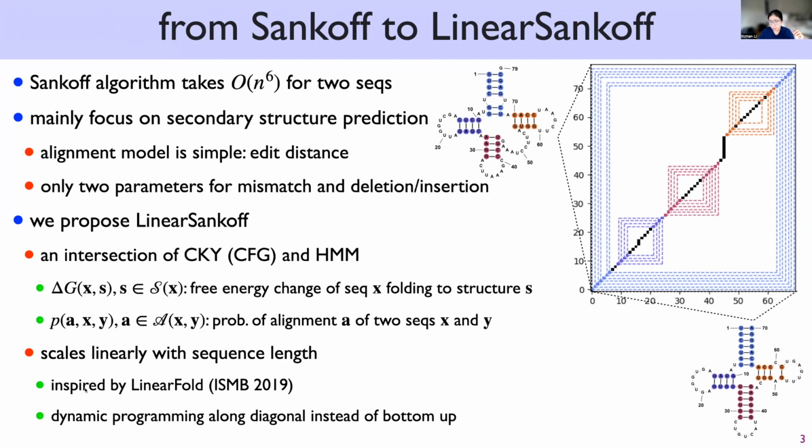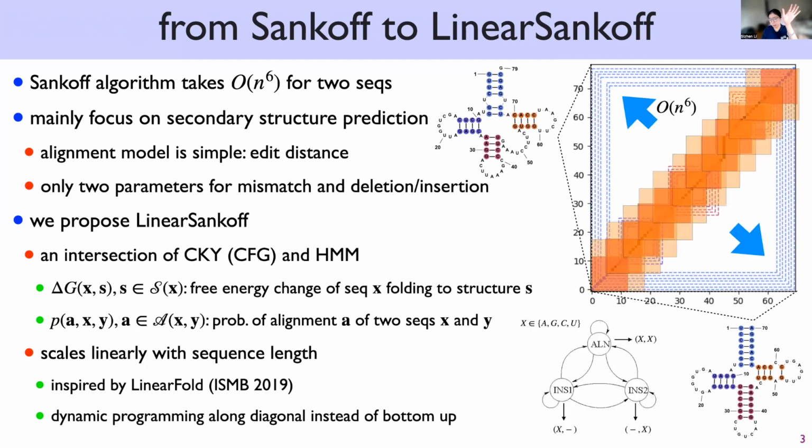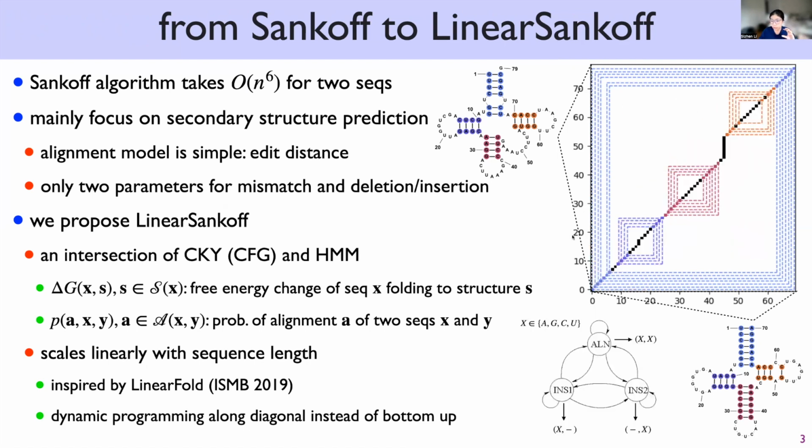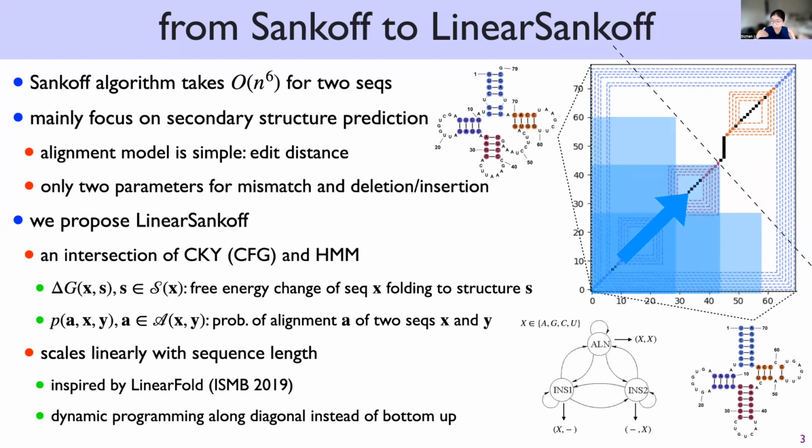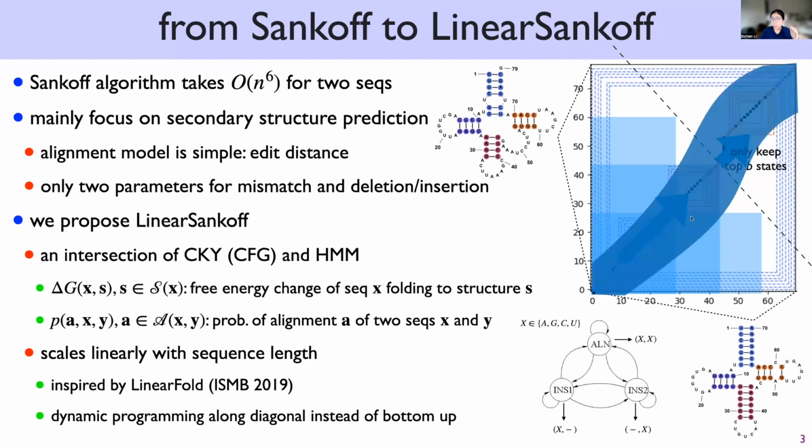Another is that we make the algorithm scale linearly with sequence length. This idea is inspired by LinearFold: dynamic programming along the diagonal line, not bottom-up. For example, this is the bottom-up way to do the parsing, but we make it go in another direction. We run the algorithm along the diagonal line and make beam search possible. So we only keep the top B states based on each state's score. That means we can incredibly reduce the search space and make the algorithm more efficient.